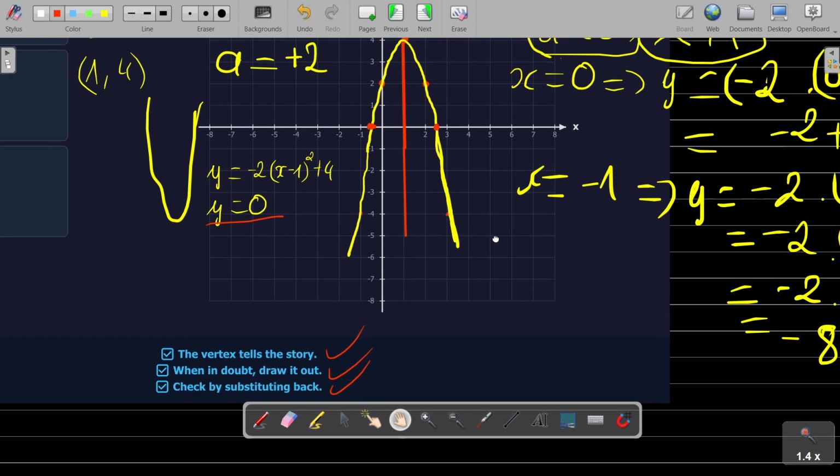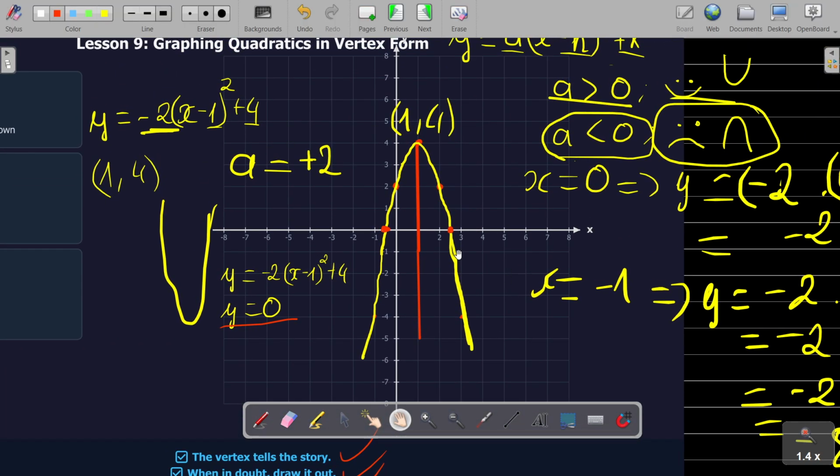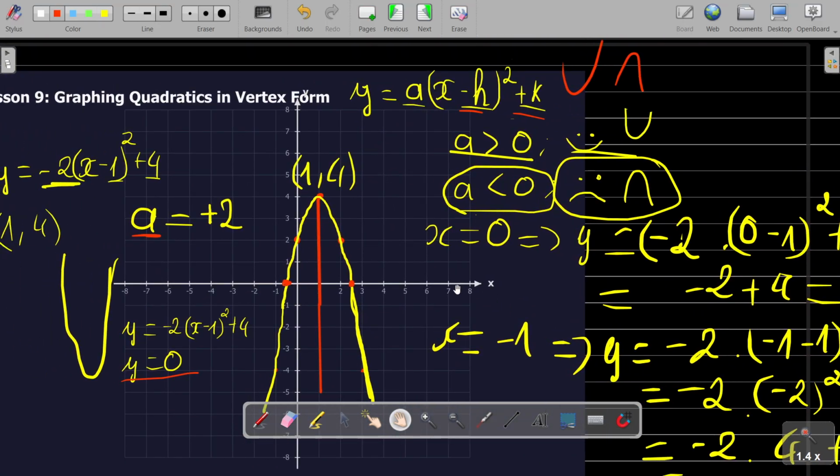So today's habit, again, first one: vertex tells the story. When you see a quadratic in vertex form, read off h and k, the values after x. Plot out the vertex, draw the axis of symmetry, check the sign of a, whether it's negative or positive, for direction, upward or downward, and plot 2 extra points. That is the complete recipe. It's a little bit messy, yes, I know, but do this 5 to 10 times and you usually get it.